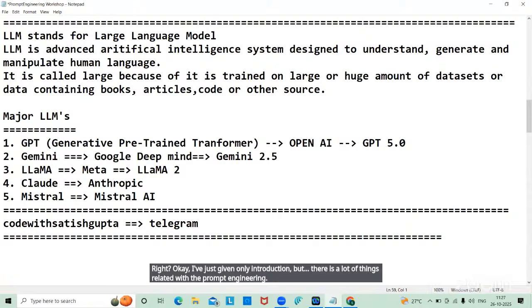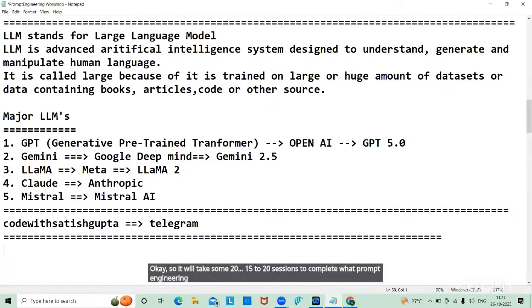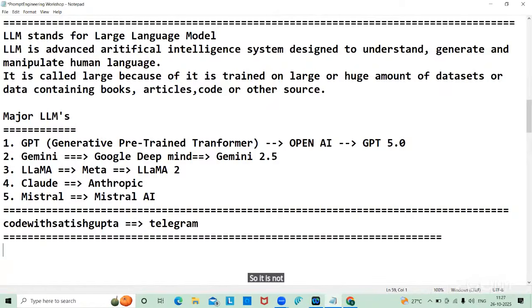I have just given what prompt engineering is and what an LLM is. But there are a lot of things related to prompt engineering, right? So don't think that you can learn prompt engineering in one class. It will take some 15 to 20 sessions to complete prompt engineering, right? So it is not one-day batting, okay?